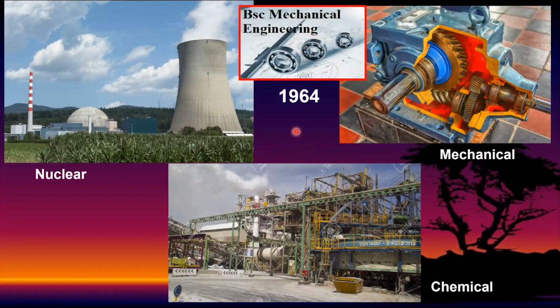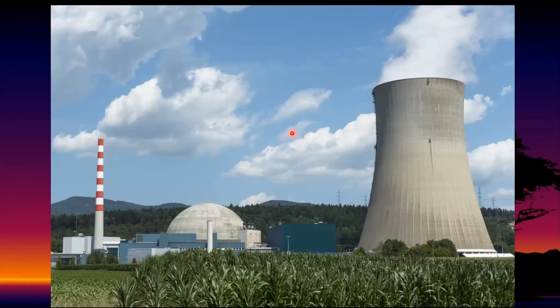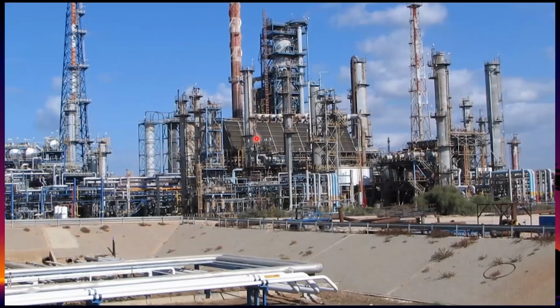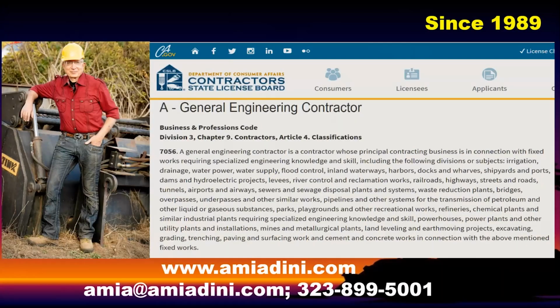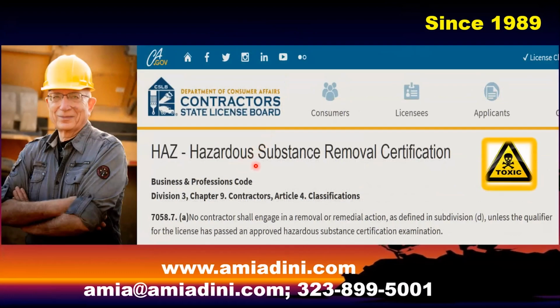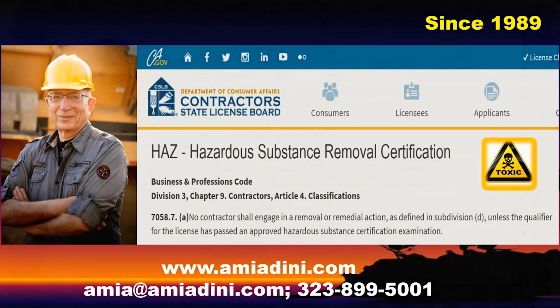I'm glad to tell you that I am qualified as an environmental professional because I've been doing a lot of it since 1964, when I graduated in mechanical engineering with additional credit in nuclear and chemical engineering. I worked for 20 years in the nuclear industry and the chemical industry, here at a refinery. I graduated to be a general engineering contractor in California, a licensed contractor, with a license to remove hazardous substances, and this is since 1989.